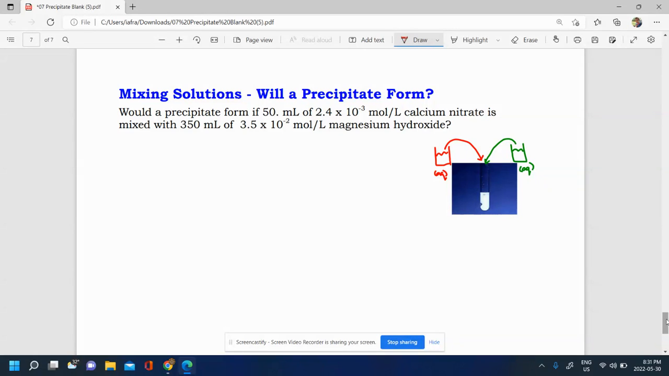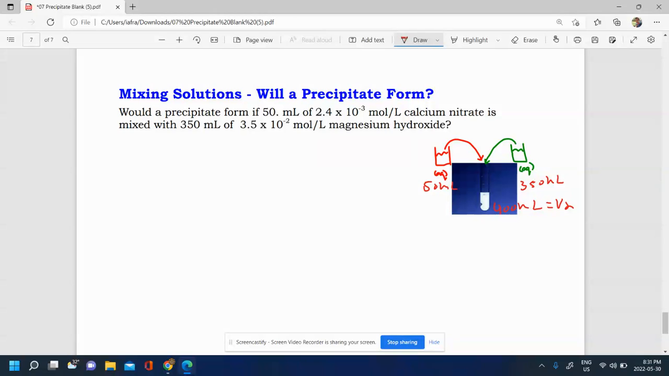So, will a precipitate form if 50 mL of this 2.4 times 10 to the power of -3 mole per liter calcium nitrate solution is mixed with 350 mL of this 3.5 times 10 to the power of -2 mole per liter magnesium hydroxide solution? So essentially we have two solutions, 50 mL over here and 350 mL over here. And so when we combine them, we should have a total of 400 mL. So let's keep that in mind because remember, that's our volume 2. That's our final volume for our concentrations that we need for our precipitate.